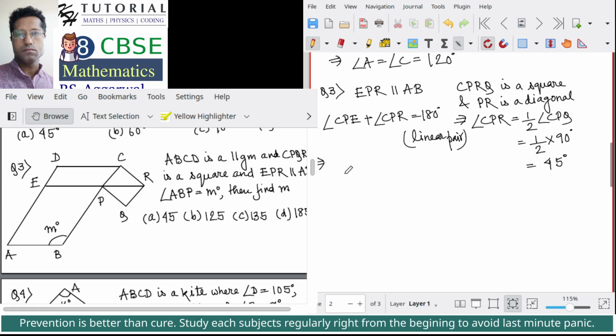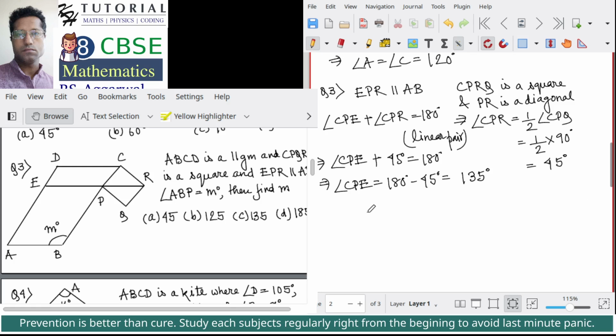Now this implies angle CPE plus angle CPR, which is 45 degrees, is equal to 180 degrees. So angle CPE is equal to 180 degrees minus 45 degrees, which is equal to 135 degrees. So angle CPE is 135 degrees.